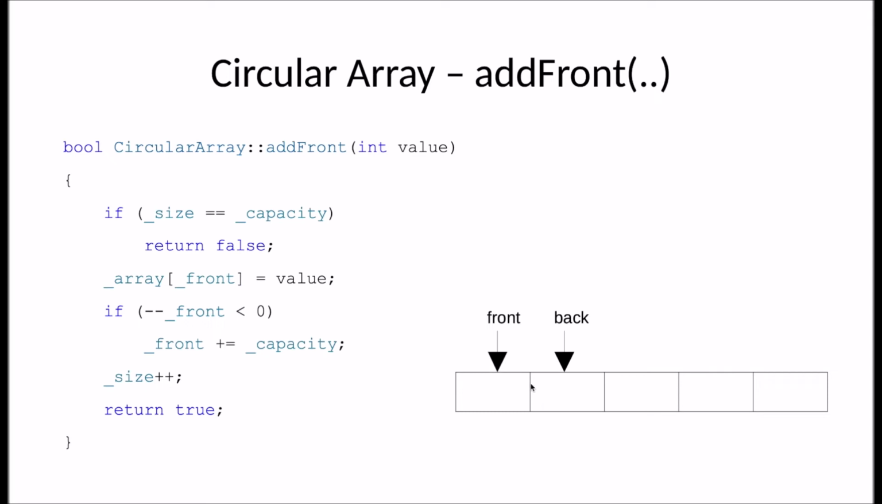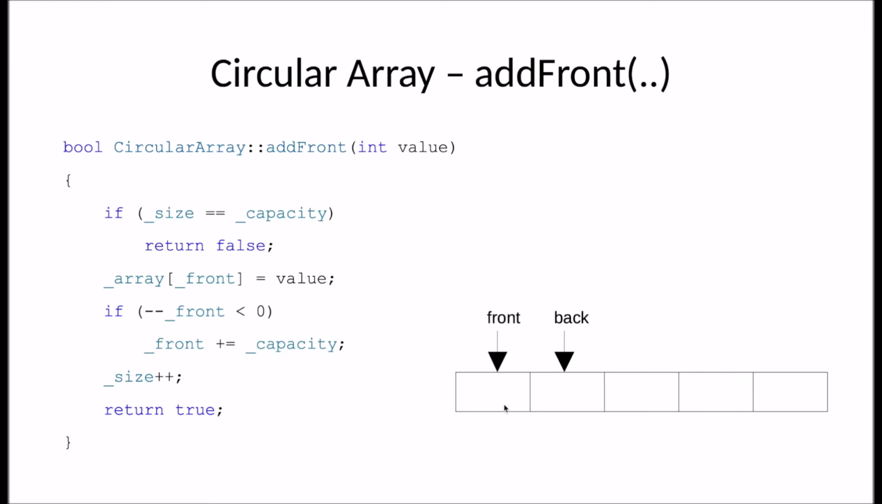Now, given this example here, it will use the front index to store the value at this position. Then it decrements front by 1. So since this is position 0, front would be -1. That would result in this if case being true. And then it adds front to capacity and stores the result in front.